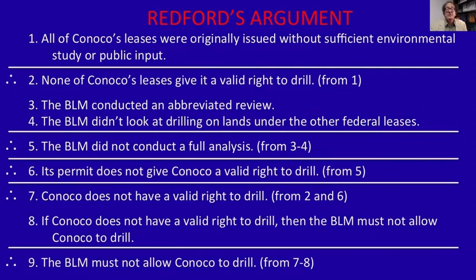There's only one left, the step from 7 and 8 to 9. Is that valid? Yeah. It's not possible that Conoco doesn't have a valid right to drill, and if they don't have a valid right to drill, then the BLM must not allow them to drill, and not be true that the BLM must not allow Conoco to drill. So that's valid, and we don't have to add any suppressed premise to that one. And now we can take all these different explicit premises and conclusions and put them together with the suppressed premises that we just talked about, and we end up with this final reconstruction.